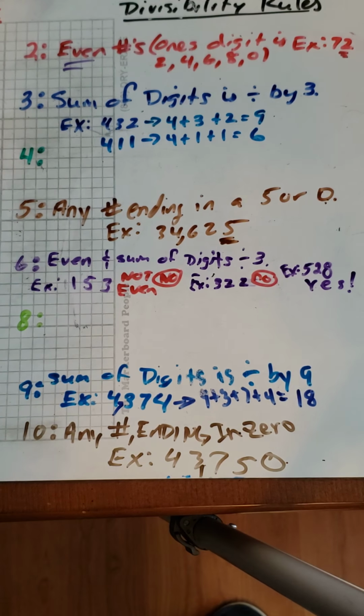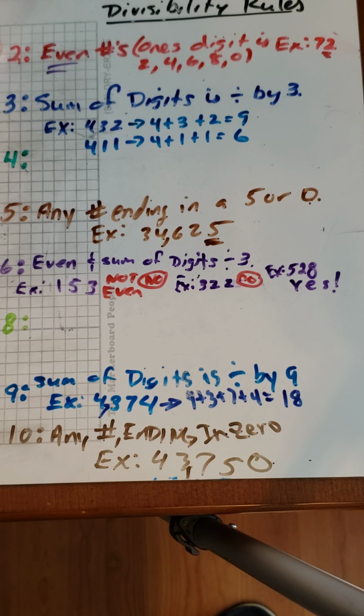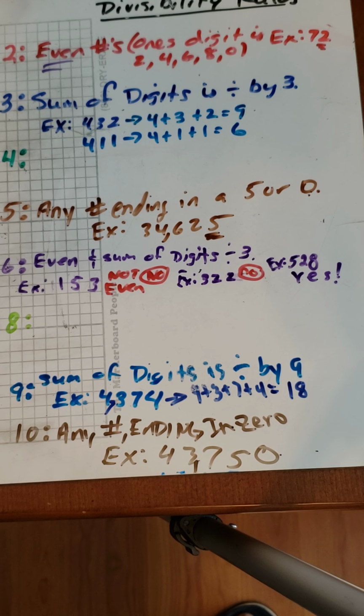Okay? So, for 6, we're using a combination of 2 and 3. Both 2 and 3 have to work. If 2 doesn't work, it's not divisible by 6, you can move on. So if it's an odd number, don't even check 6, you're done. Then for 3, it has to be the sum of the digits. So if you add the numbers up and they are divisible by 3, and it's an even number, then 2 and 3 both work. Therefore, 6 will be a factor of it.